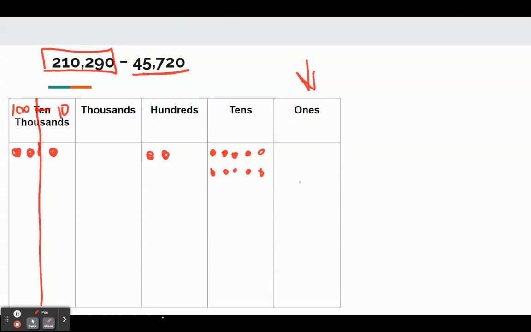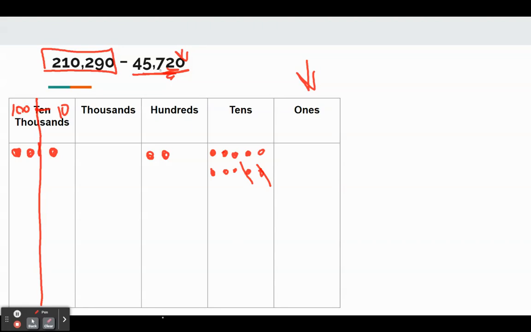So we're going to go ahead and look at the ones place, right? I don't have any ones to take away, and I don't need to take away any ones, right? So we're good with that. Now, if I look at my tens, I need to take away 2 tens. So let's do that now. So I'm going to take away 1, 2 tens.